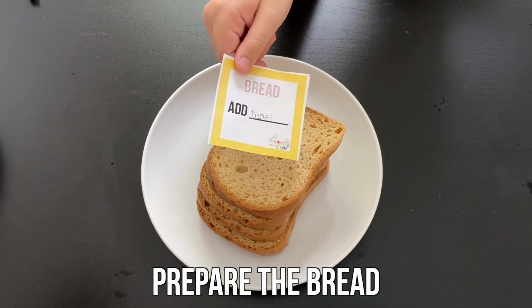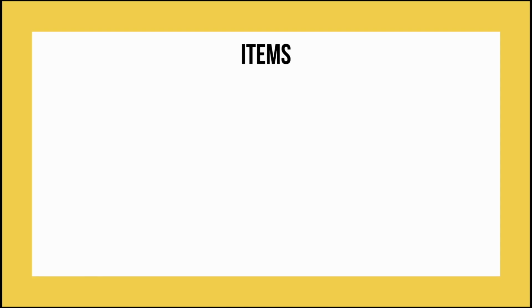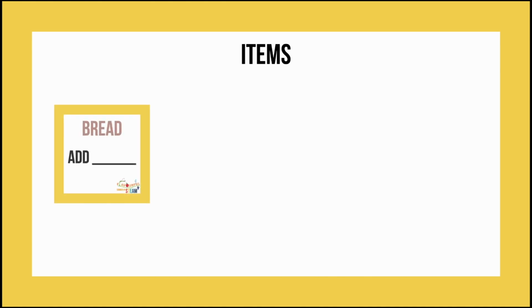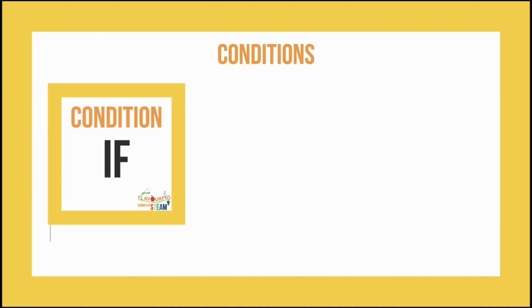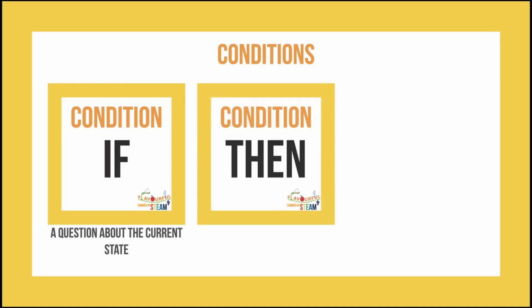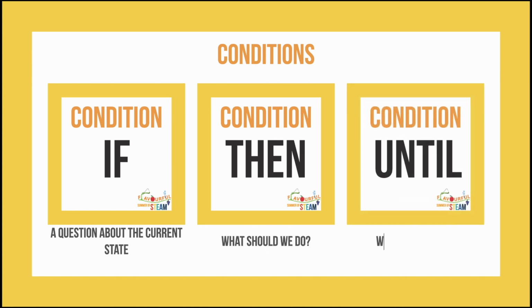Let's learn about how we are going to code this recipe today. To start, we have item cards where you can fill in the ingredients you are using. We have bread, vegetable, sauce, and protein. Then, we have the coding conditions. First, we have an if, which is a question about the current state. Next, we have a then, which is what we should do based on the current state. Finally, we have an until. This tells us when to stop.